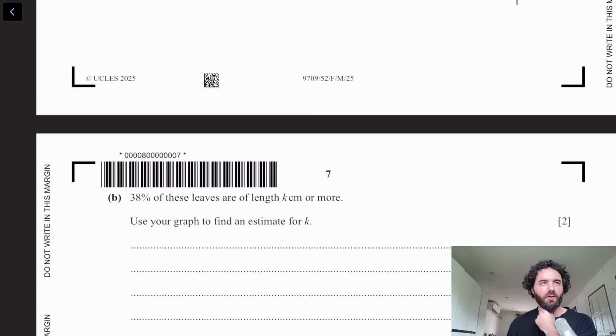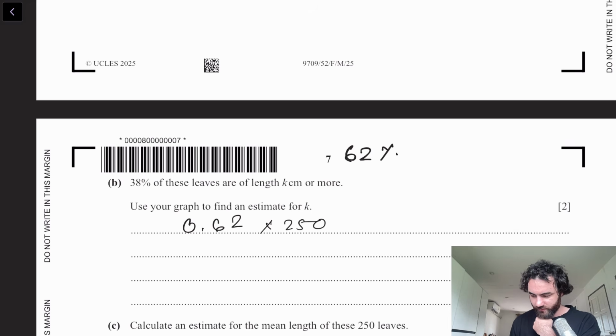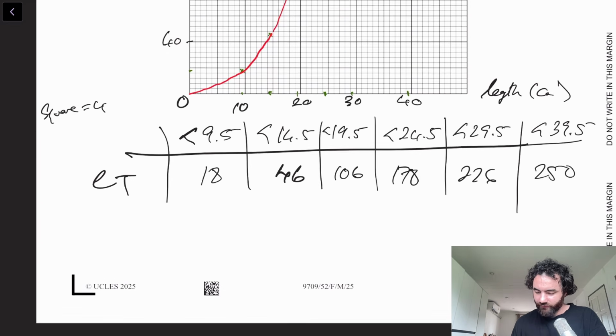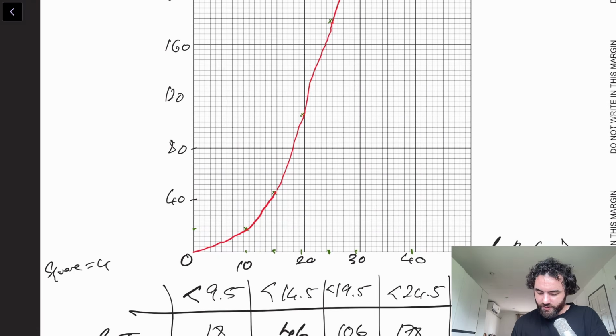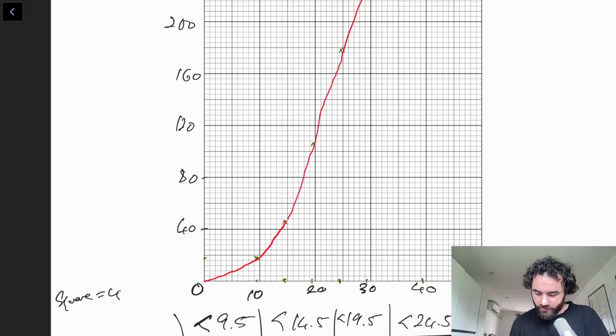So K or more will be 38% of the leaves, so we need to look at 62%. So basically you want to find 0.62 times the total cumulative frequency of leaves, which is 250. That will be 0.62 times 250, which is 155. So that's going to give you the cumulative frequency point.